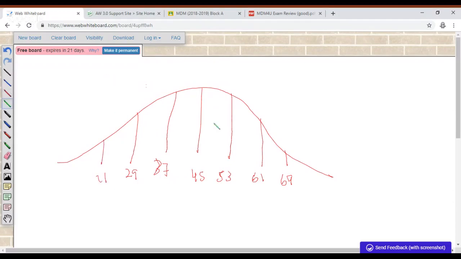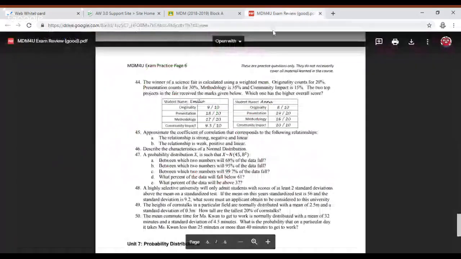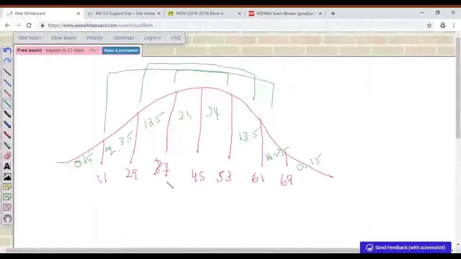And then, so we know that 68% of the data is here, so that's 34%. And that's 34%. And then 95% of the data is here, so that's 13.5, 13.5. And then 99.7, that gives us 2.35, 2.35. And then that's 0.15, 0.15. So now I can answer any question. For example, between which two numbers will 68% lie? 68% will lie between 37 and 53.